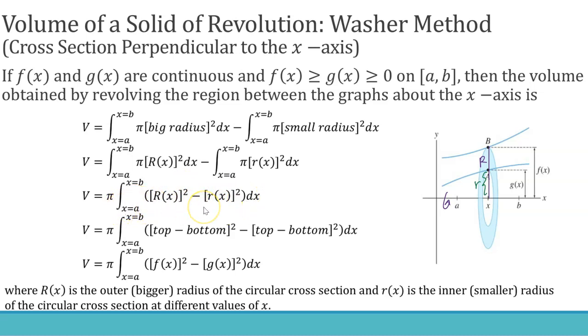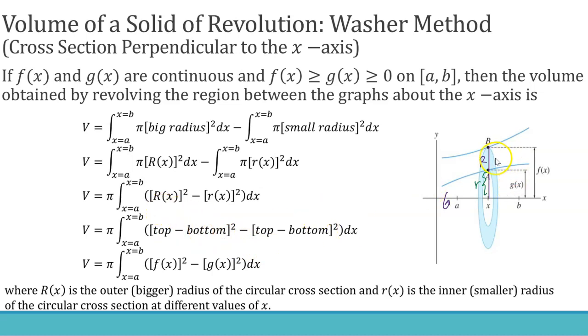So this is sort of the really general formula that we can use, and then our goal is going to be to find capital R of x and lowercase r of x. What's that big radius and what's that small radius? And if we're rotating around a horizontal line like the x-axis, we can think about finding each of those as a top minus bottom situation, top function minus bottom function.